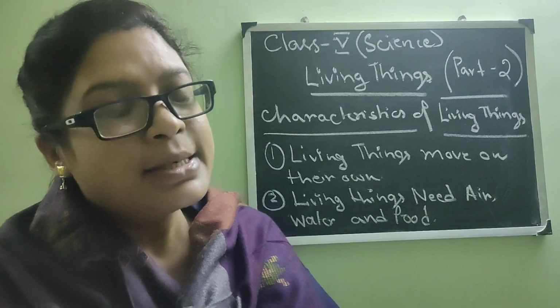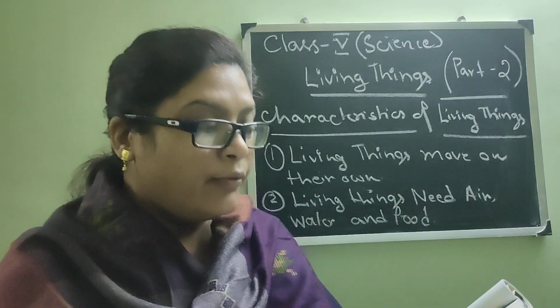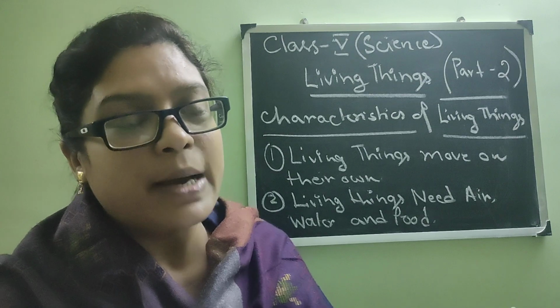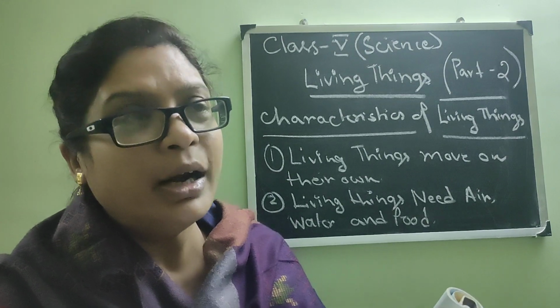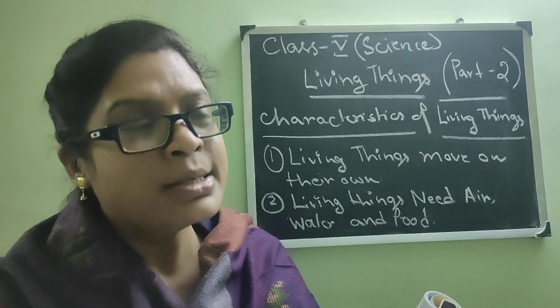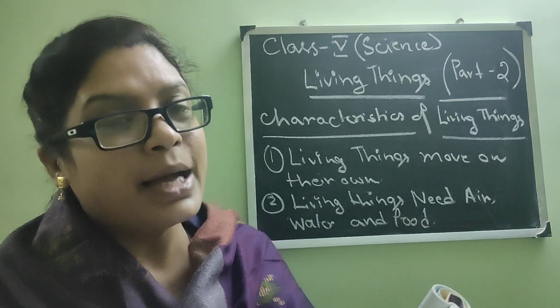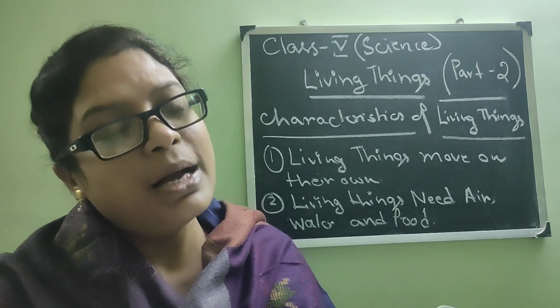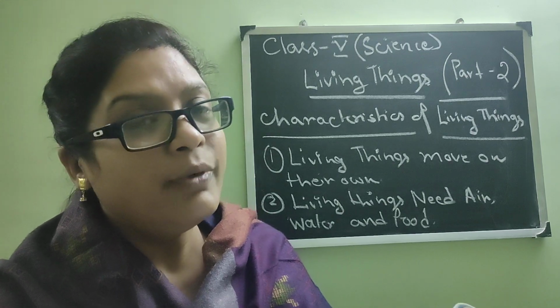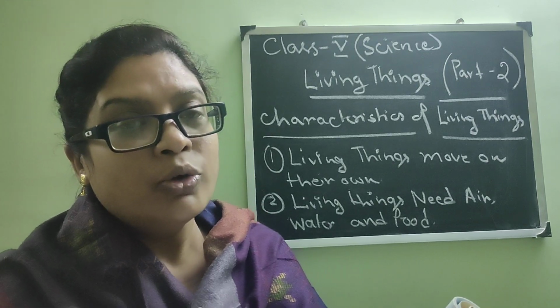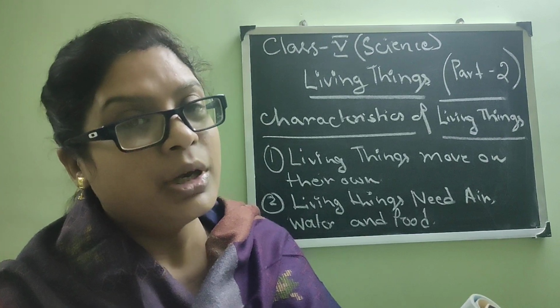Today we are at the second part of the video and we were doing the chapter living things, and we have learned that in our surroundings living things and non-living things are there, and living things can be divided into two parts, plants and animals, and non-living things can be divided into two different parts, that is natural and man-made.